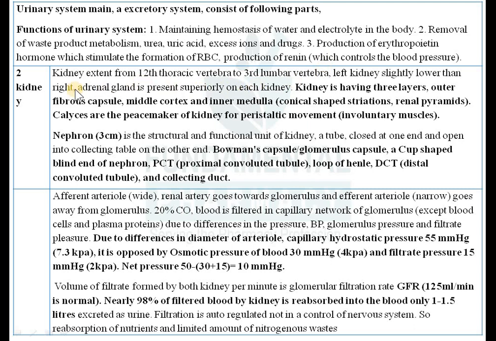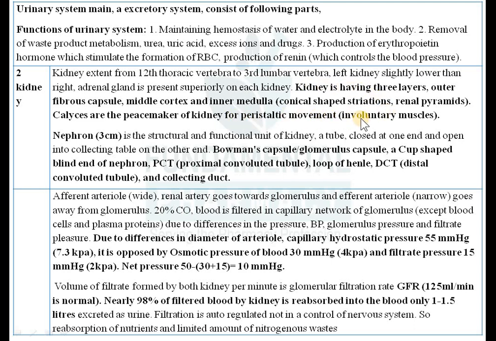Now what is kidney? You know that kidney is nothing but the bean shaped organ, okay. So it lies between 12th thoracic vertebra to 3rd lumbar vertebra. So there are two kidneys. Left kidney is slightly lower than right kidney, and there is an adrenal gland present over the kidney. Both respective kidneys. Okay, so there are two adrenal glands. Okay, now kidney is having three layers.